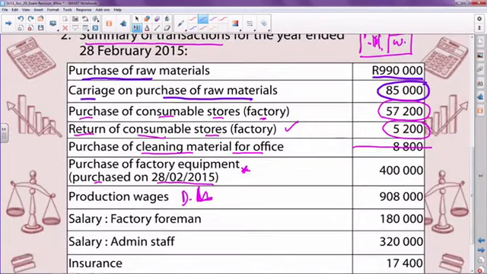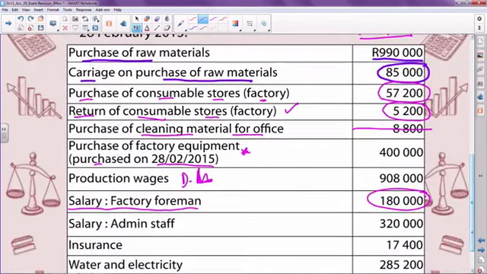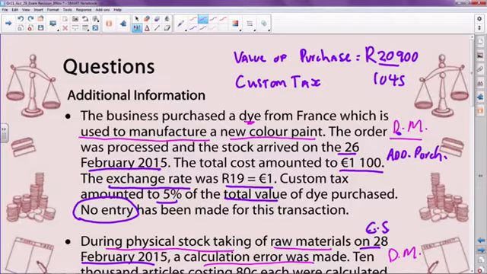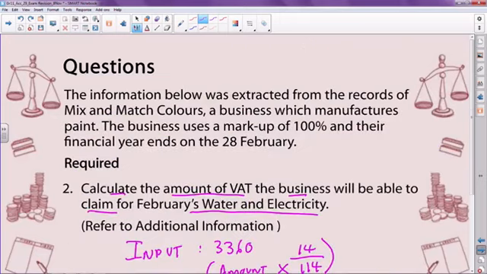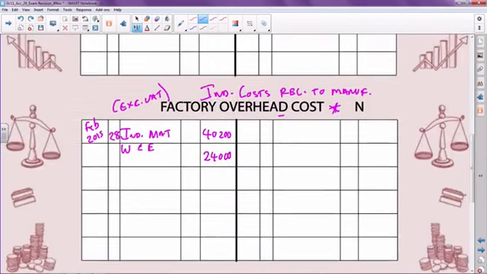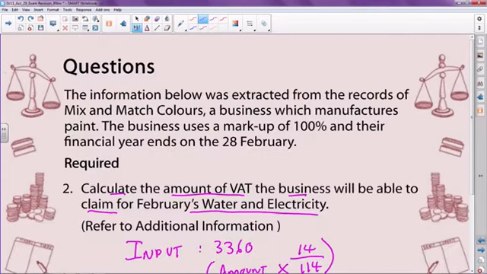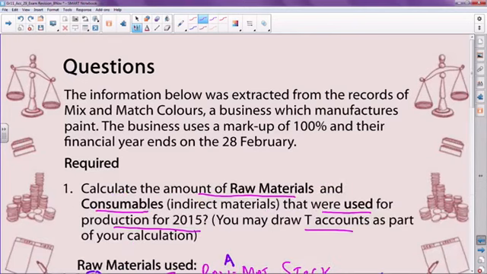The next bit is important. So the salary that the factory foreman received, 180,000. So this bit here is important. Okay, so 180,000, let's take that through and then we'll look at if there is additional information. Okay, so my ledger account, so salary for the factory foreman, 180,000. Or you can call this indirect labor, that's also correct. There was an adjustment to this. So I'm going to go to the adjustment itself.